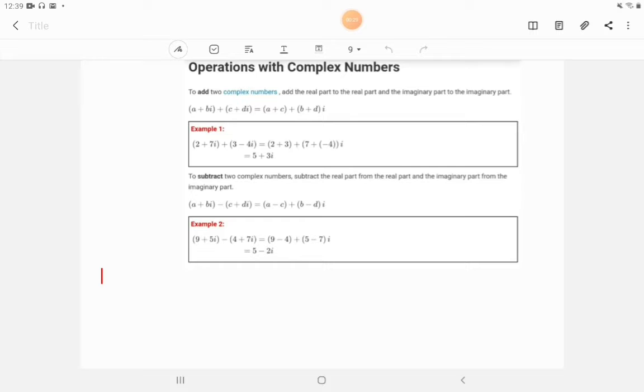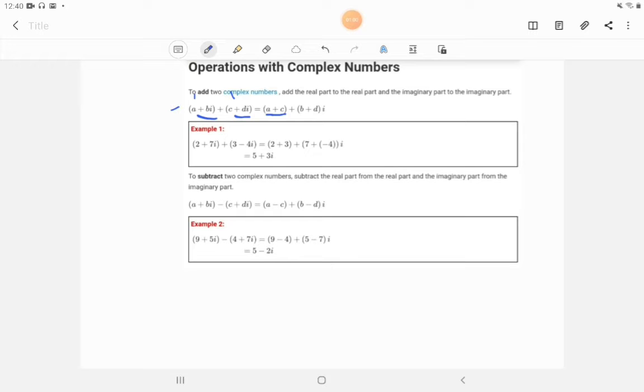To add two complex numbers, simply add the real part to the real part and the imaginary part to the imaginary part. So for instance, we have a plus bi plus c plus di. So one complex number, another complex number. What we need to do is simply add the real part to another real part, that is a plus c. The real part here is a, the real part here is c. Then we add them together.